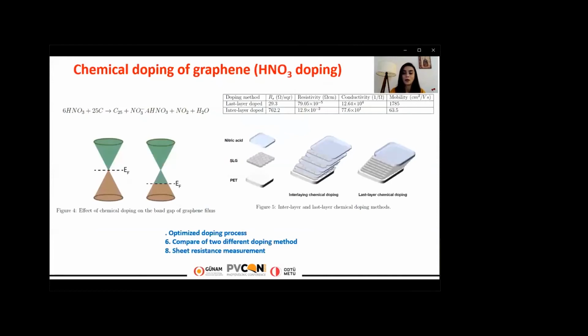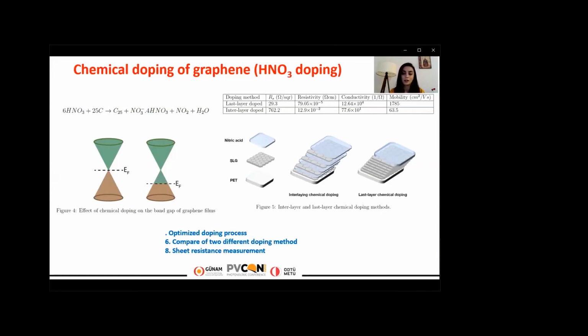In comparison to indium tin oxide, graphene has high sheet resistance. To solve this problem, chemical doping is done. Graphene is a zero band gap material, and by doping it with nitric acid, a shift can happen in the Fermi level of graphene. In this way, we can have a p-type graphene.